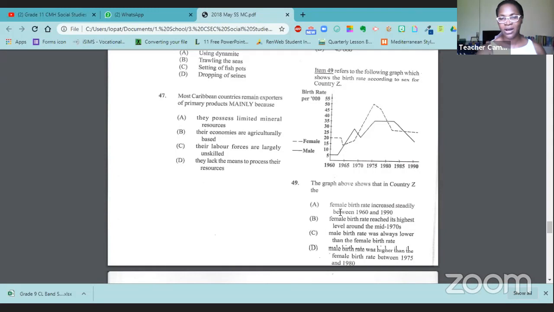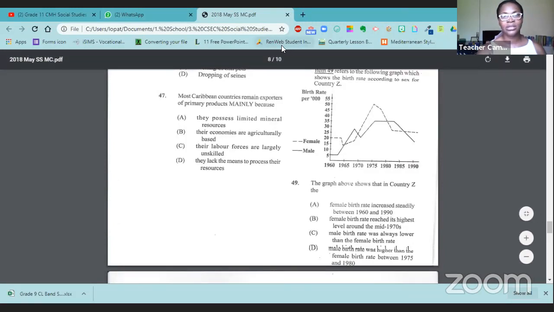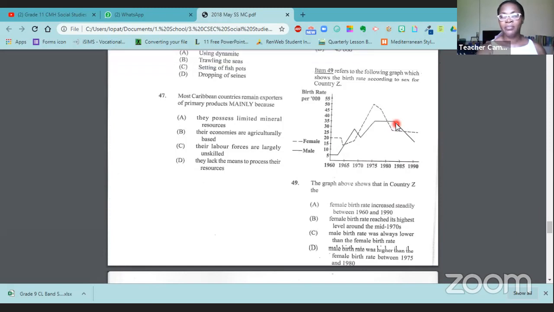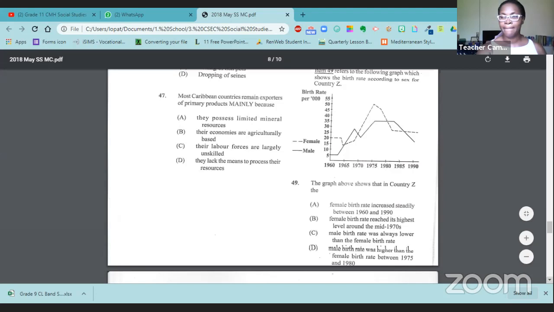If you want to go and reason out others, female birth rate increased steadily between 1960 and 1990. No, that's not the case, because there's a drop here. There's a drop in that section. Right, there's a drop here, so that could not be the case. For C, male birth rate was always lower. No, because here's a place where the female birth rate was higher, and here's another place where the male birth rate was higher. The male birth rate was higher than the female birth rate between 1975 and 1980. No, that's not the case. The female was higher. So once again, you will see that B is the answer. All right.